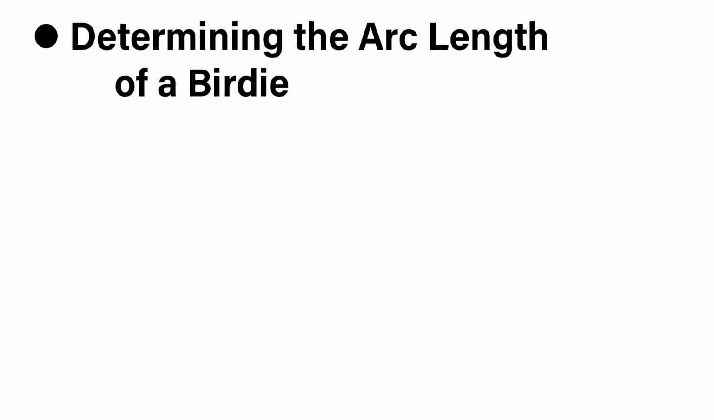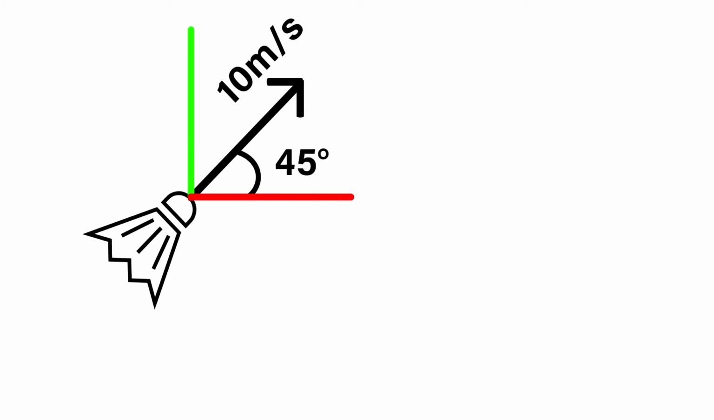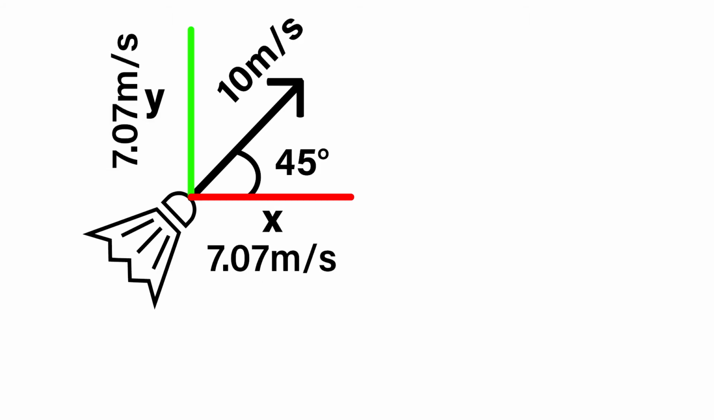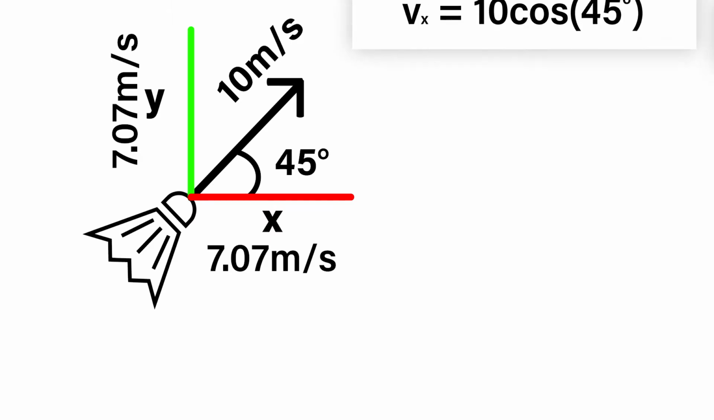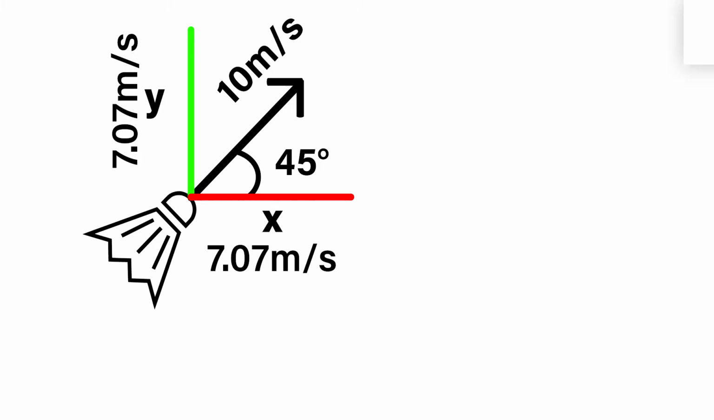First, we'll determine the velocity of the birdie in the x and y directions. Since we know that the birdie moves at 10 meters per second, making a 45-degree angle with the ground, we can separate the x and y velocities, getting 7.07 meters per second for each. This was found by multiplying 10 by sine 45 degrees for the y and cosine 45 degrees for the x. They're the same since this is a 45-degree angle. If it was something else, then our numbers would be different.